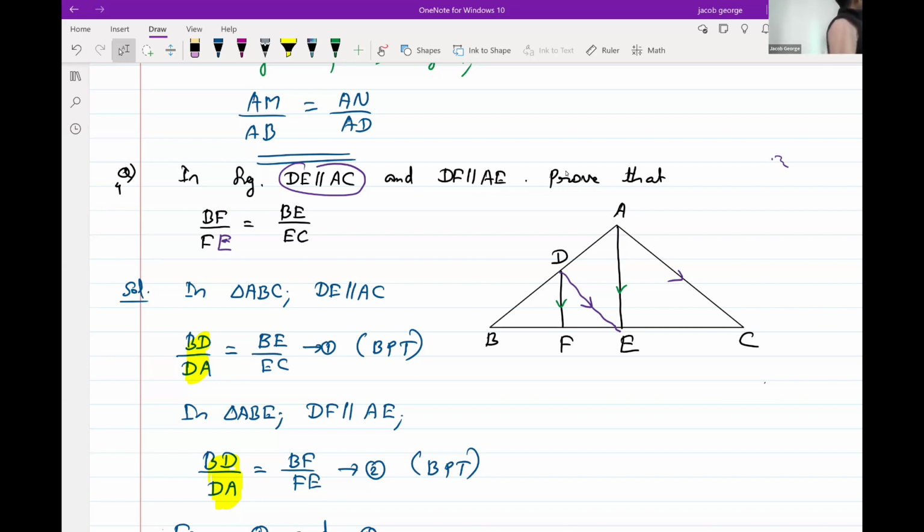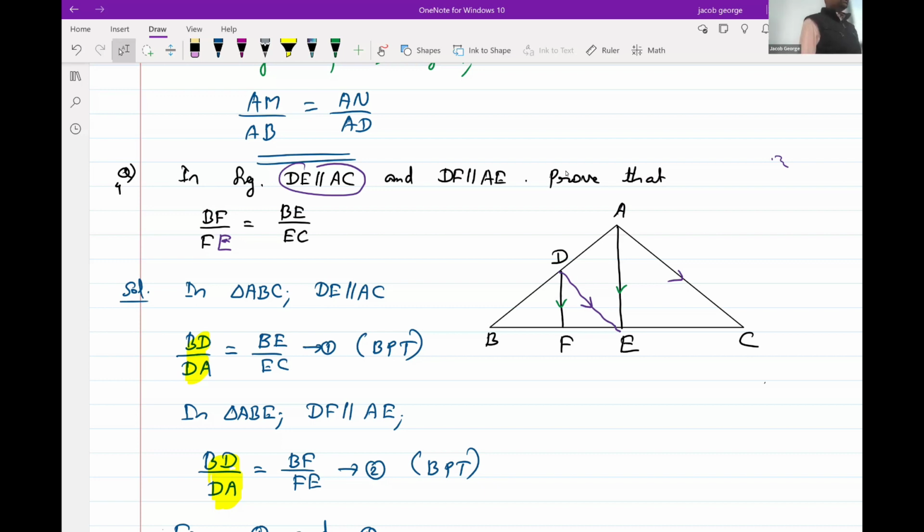Now the second parallel side is given. DF is parallel to AE. Can you see that one? This is DF. DF is parallel to AE. So there, how do you take? BD by DA is equal to BF by FE. That is the second triangle. Now from 1 and 2, left hand sides are equal. So then we just equate the right hand side. That is the final answer. So no need to add any one or take the reciprocal. Here only part is asked.